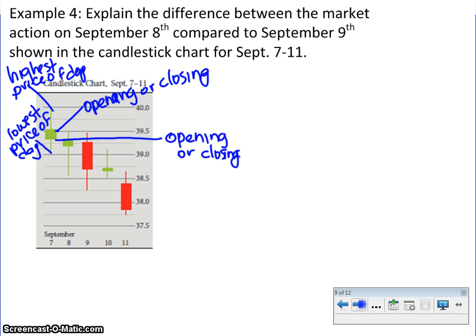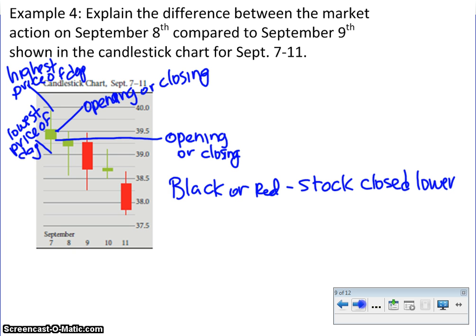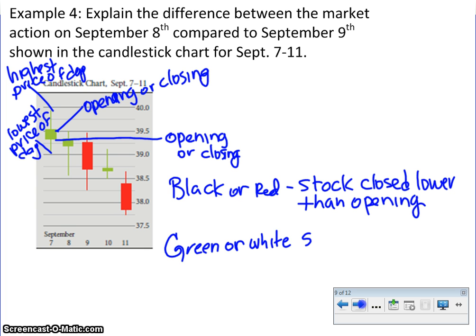Now, with regards to the body, if it is black or red, then the stock closed lower than what it opened at. If it is green or white, the stock closed higher than the opening.